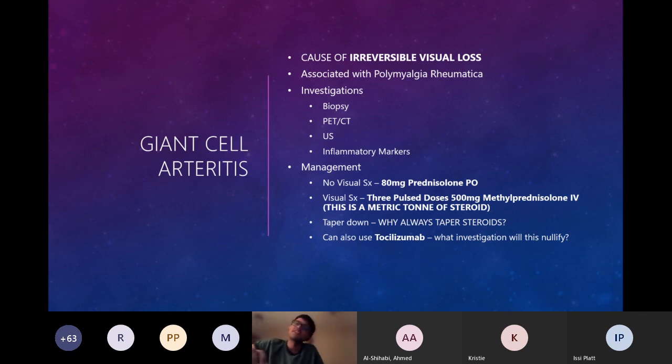What's used for bone protection? We'll talk about, well, I won't talk about osteoporosis. I'll briefly mention at the end. But you're going to use your standard osteoporosis medication, so bisphosphonates, exactly.